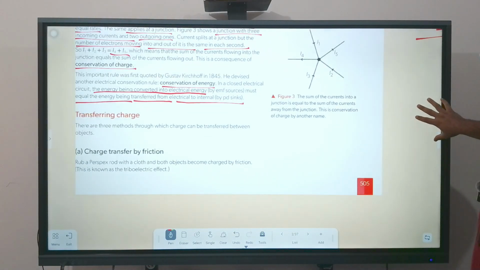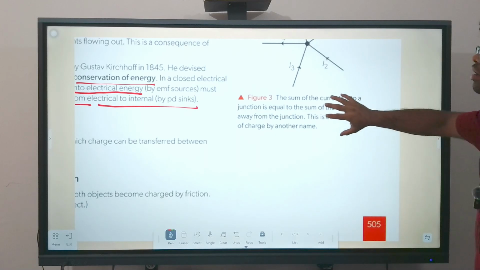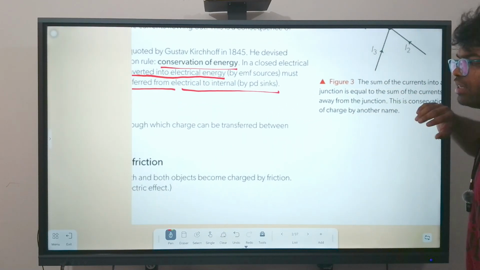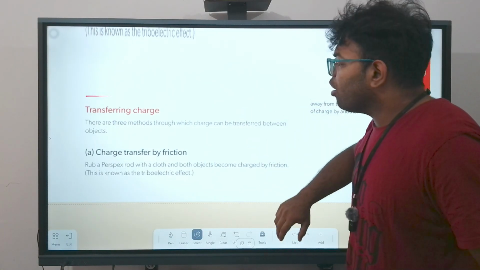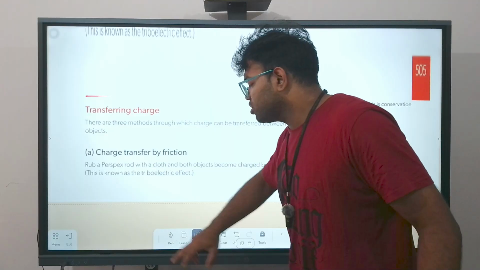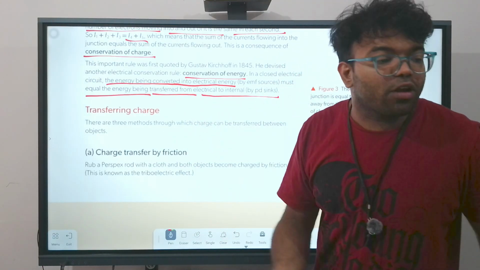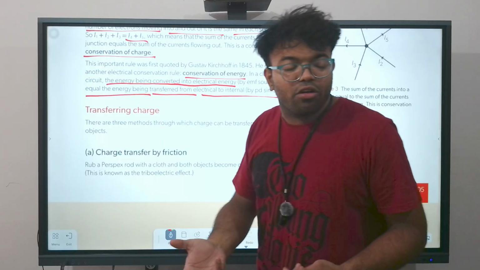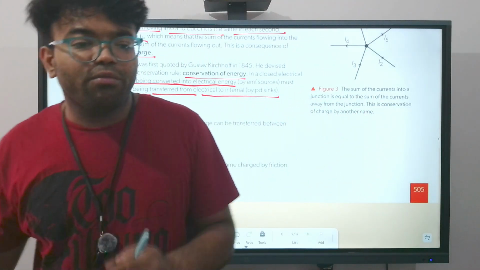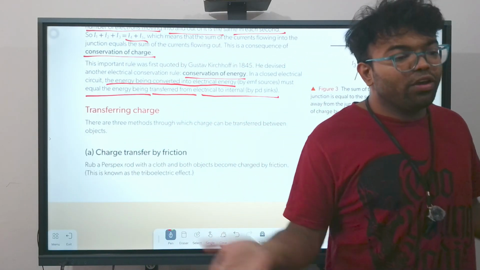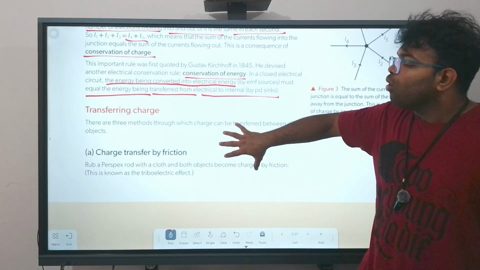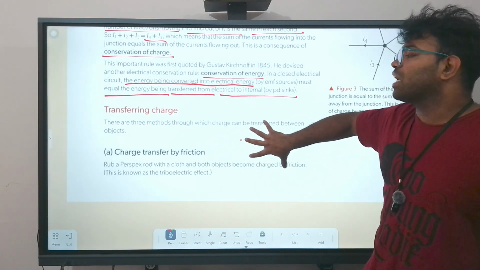Now we know that in order to make an object charged, you need a transfer of charge. Some electrons have to get transferred from one object to the other. Without that, you cannot create charge. It's highly clear, right? Now, what are the various ways through which this can be done?